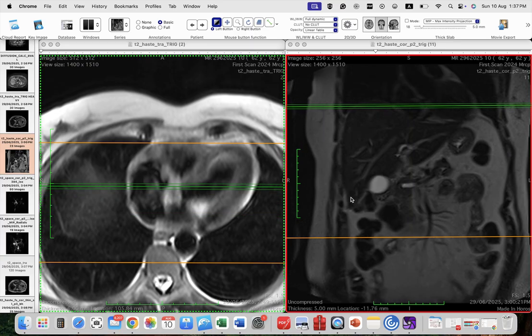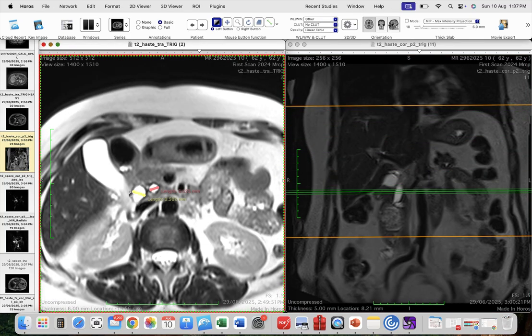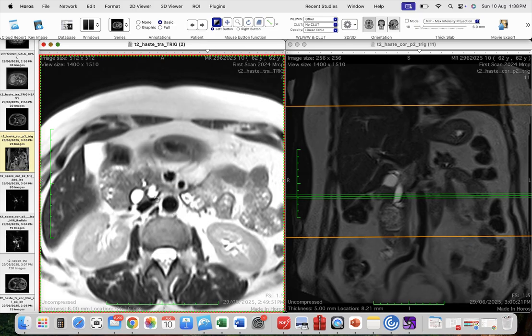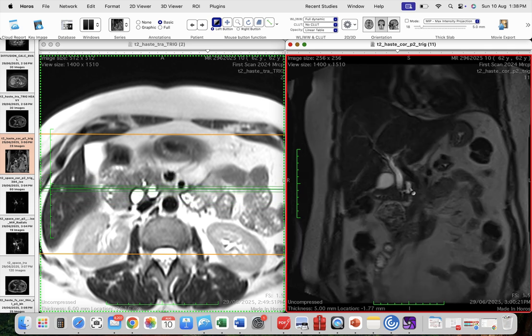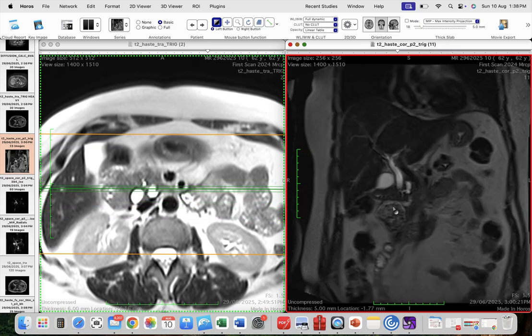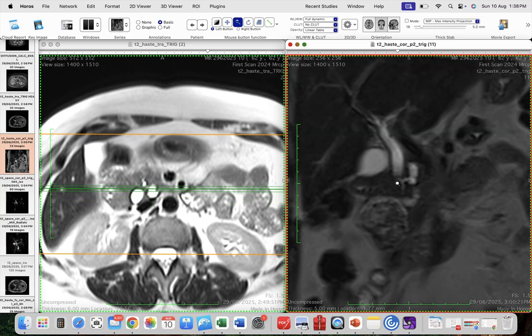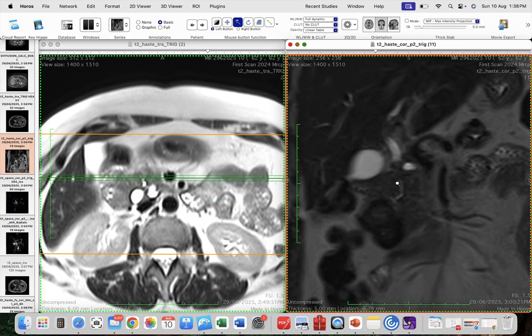In this case, as you can see, there is a dilated CBD reaching about 10 millimeters, as well as a dilated main pancreatic duct. The CBD and main pancreatic duct have a classical anatomy. They join each other to open in the major papilla, and the minor pancreatic duct, which drains the uncinate process, drains at a separate opening in the minor papilla. So this case shows the classical biliary and pancreatic ducts.